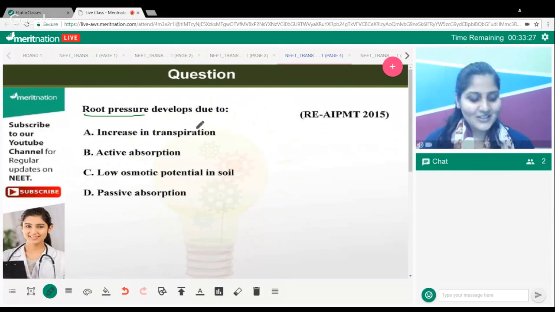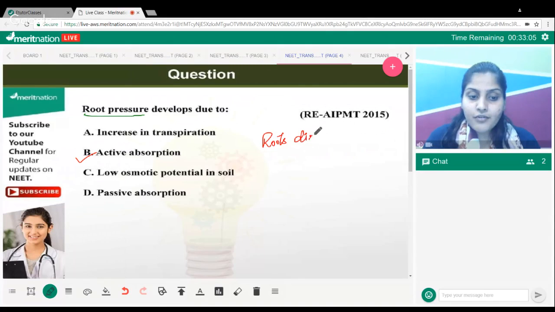Exactly, Aradhya. So the time is up, everyone. Let's get into the right answer. So I know many of you will be disheartened after knowing the answer, but take it easy. The correct option is active absorption. Basically, root pressure develops when roots are participating, okay? When roots are directly involved, they are directly involved in water absorption. What does that mean? Understand, guys.